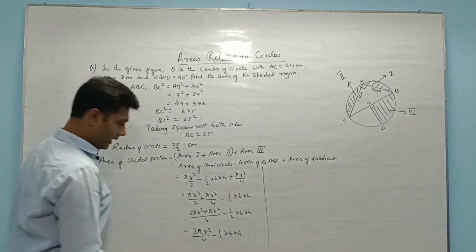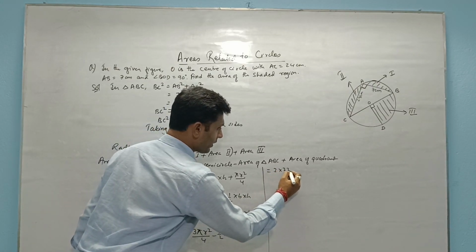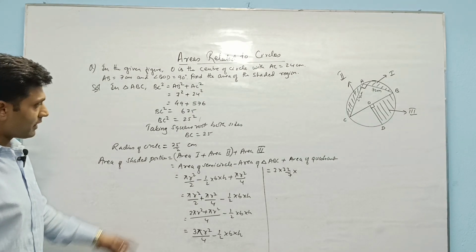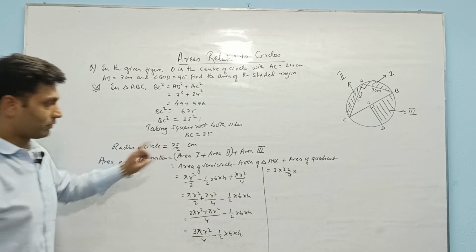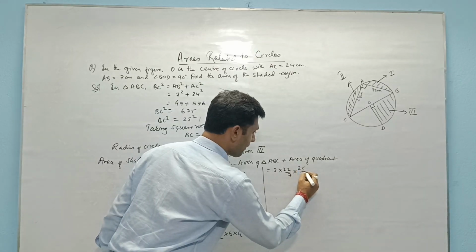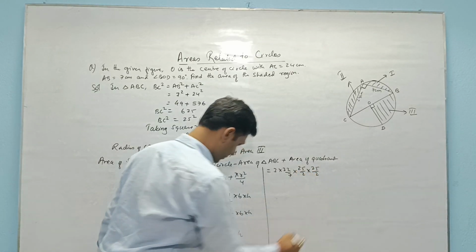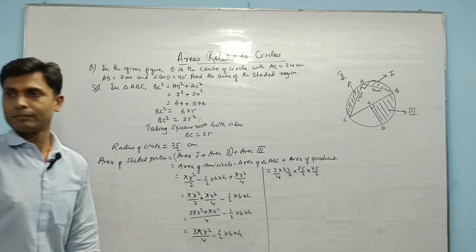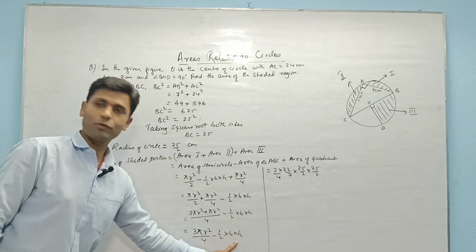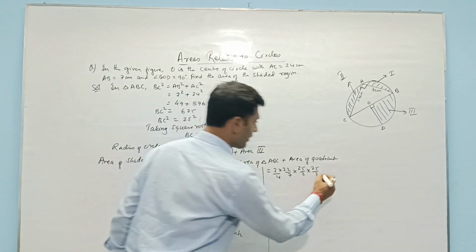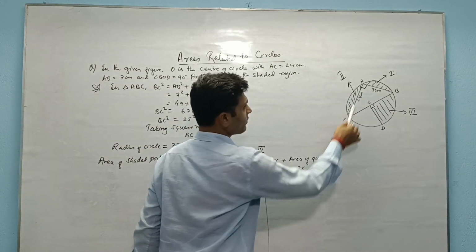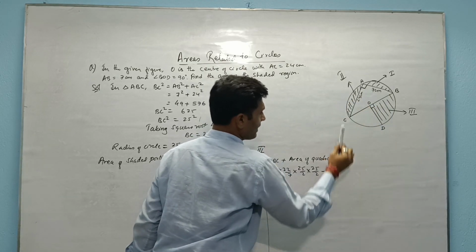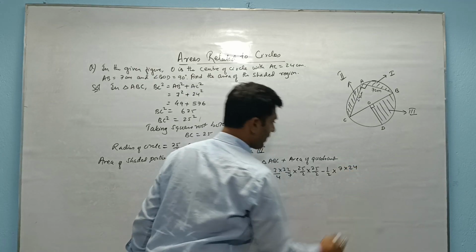Fine. Now this will be 3 into 22 by 7. Right? 3 into 22 by 7, pi value. What is r? 25 divided by 2. This is 25 by 2 into 25 by 2 whole divided by 4. I'll write here 3 by 4. Clear? And then half into base into height. For this triangle ABC, we'll take the base as AB and the height as AC. So it will be 7 into 24.